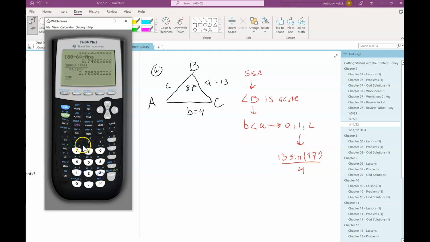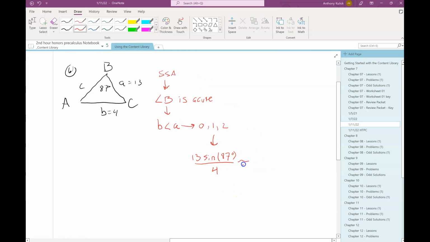So 13 sine 87 divided by 4. That number is 3.25-ish. And since that number is greater than 1, it tells us no triangles are possible. If that number was equal to exactly 1, one triangle is possible. If that number was less than 1, 2 triangles are possible. You're welcome.